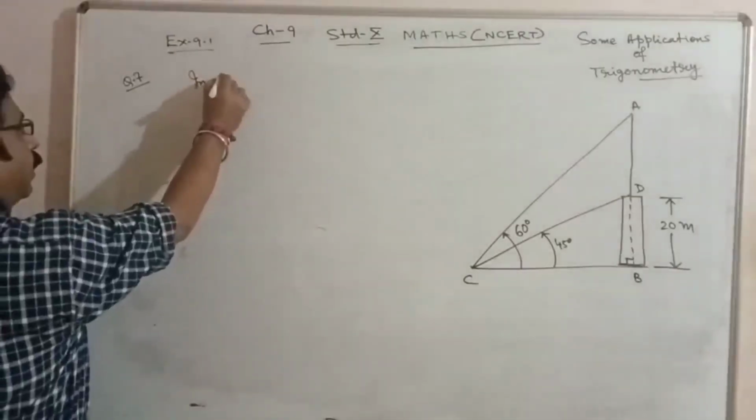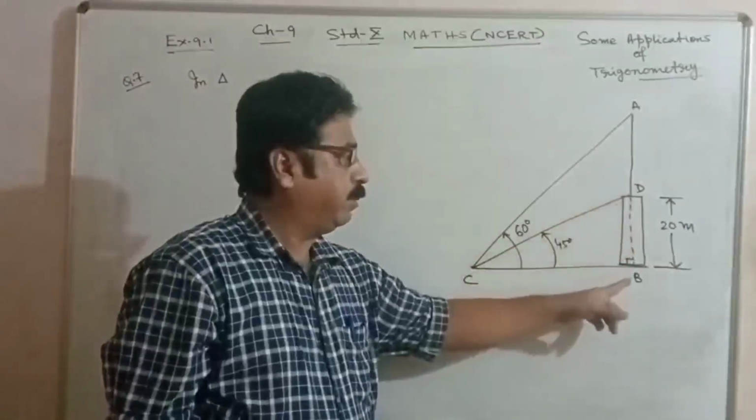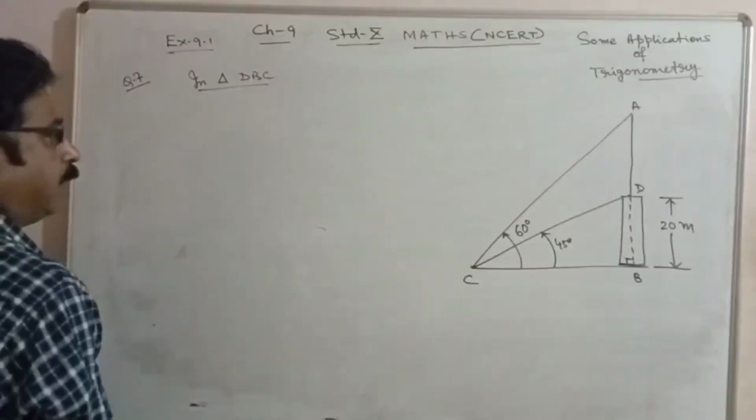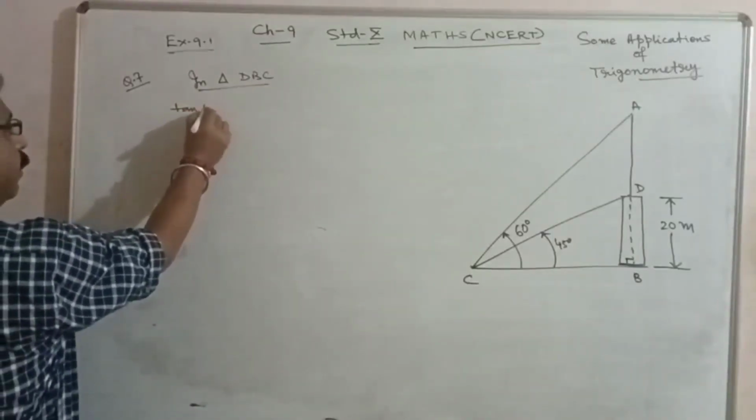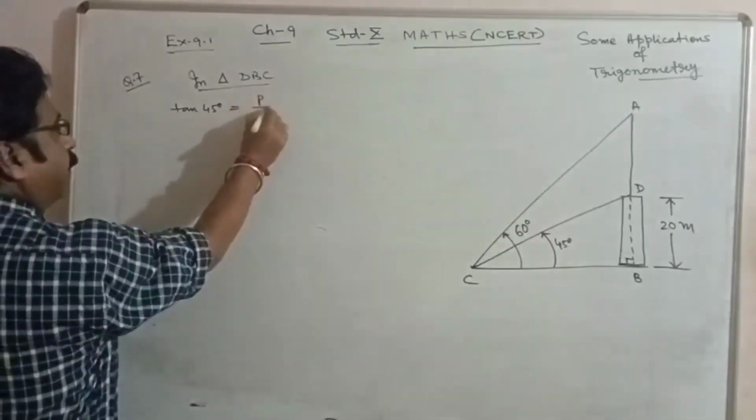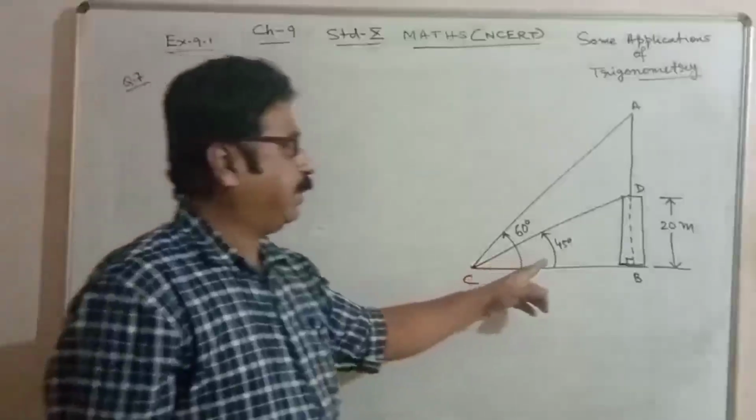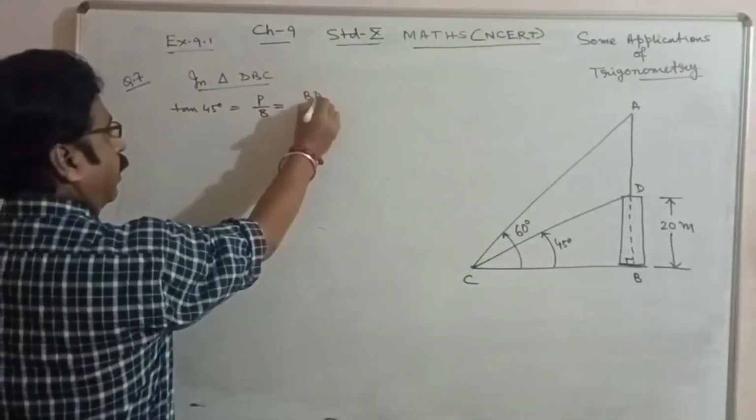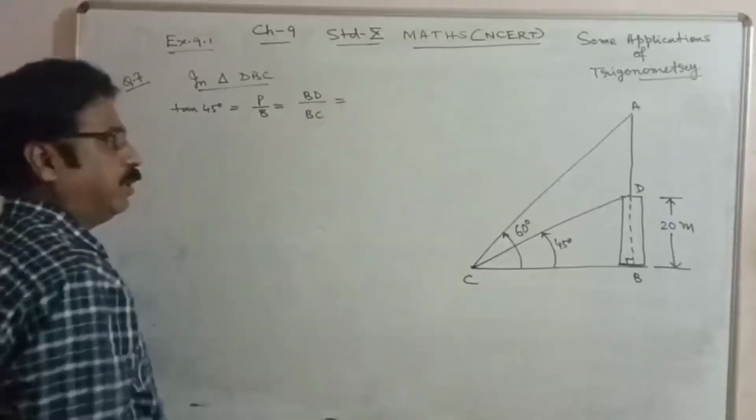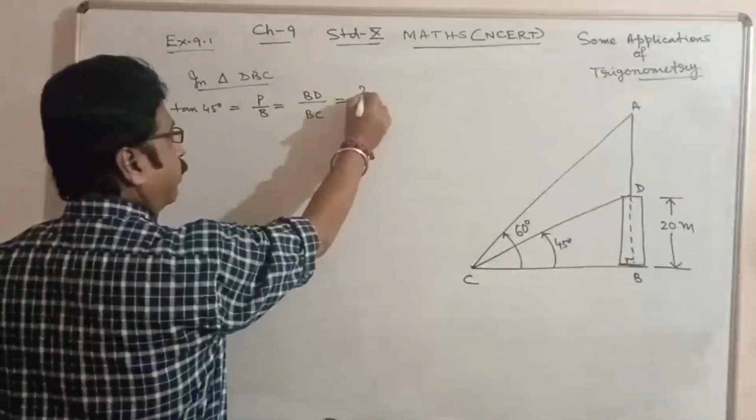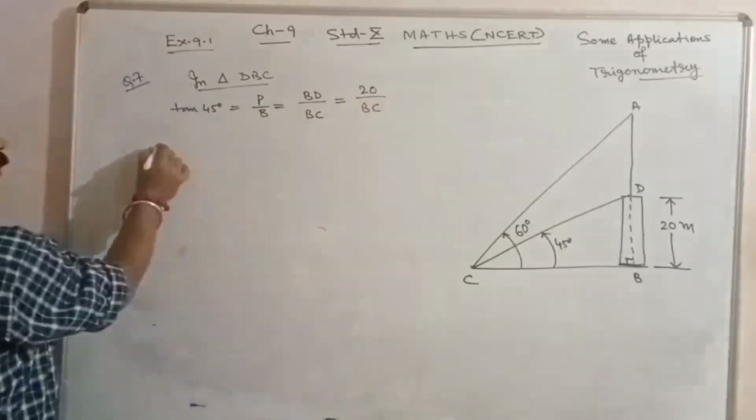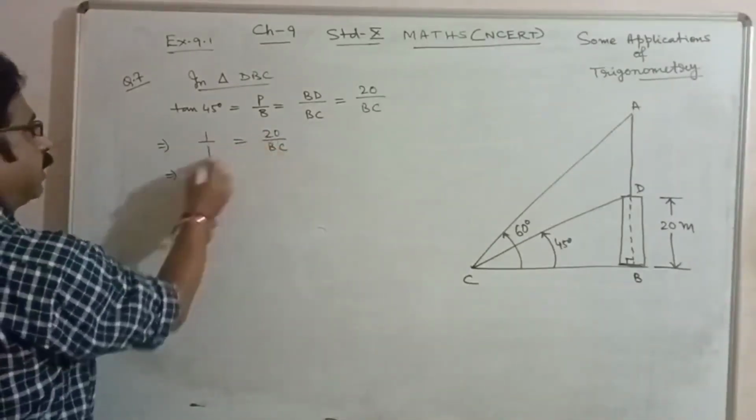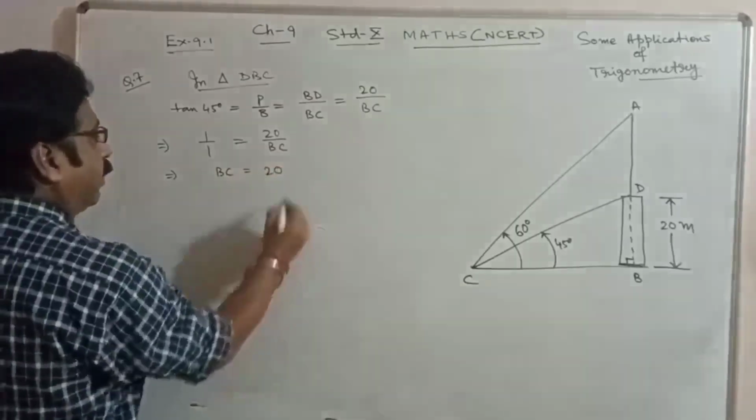In triangle DBC, tan 45 degree equals perpendicular upon base. For 45 degree, perpendicular is BD, base is BC. BD is known, BD is 20 meter. Tan 45 means 1, we can write 1 upon 1 equals 20 upon BC. Then cross multiplication, BC will be 20 meter.